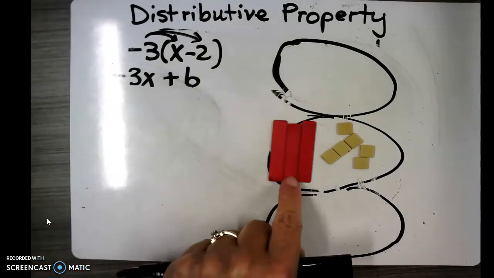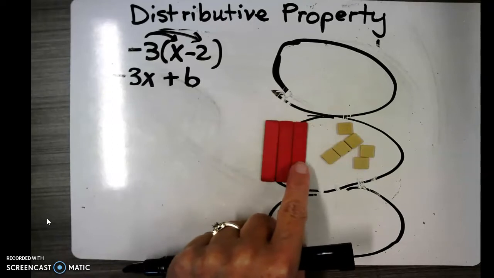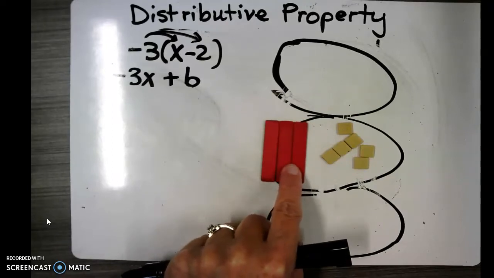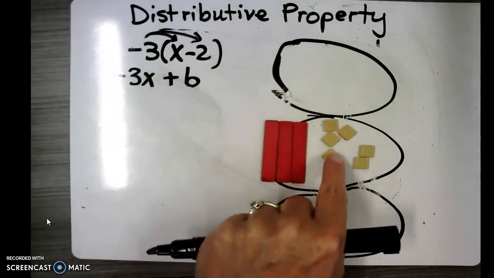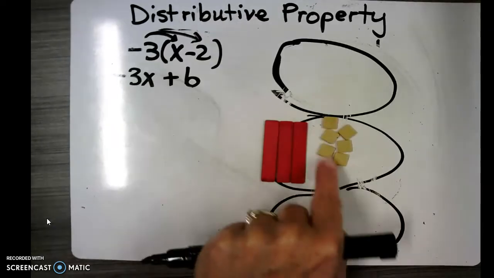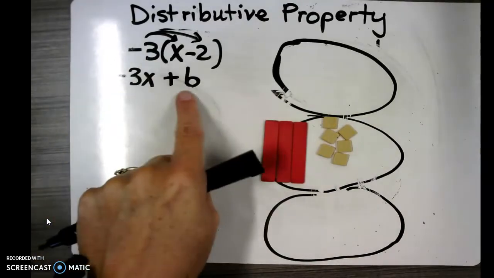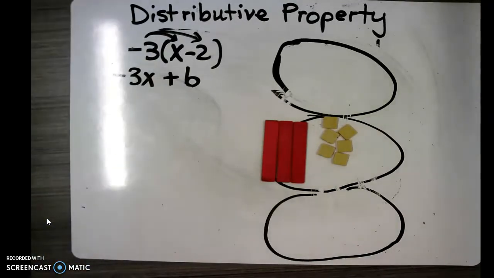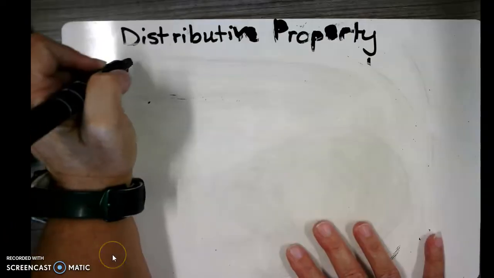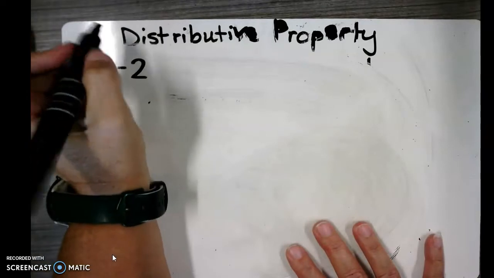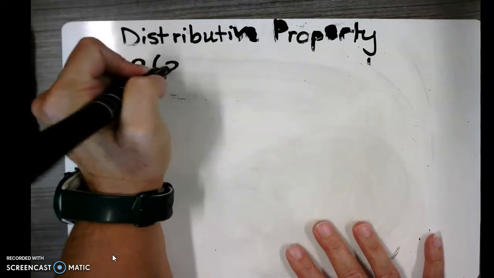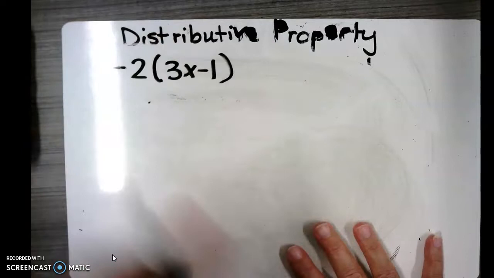Now if we look back at our tiles, I have 1, 2, 3 negative x's, because the red ones indicate negative. And I have 6 positive constants, which are indicated by this gold side. So we do have the correct model for the problem. Okay, let's try one more. I want to model and describe negative 2 times 3x minus 1.